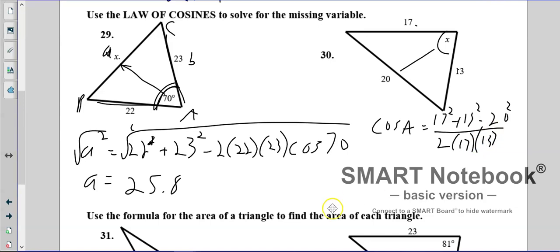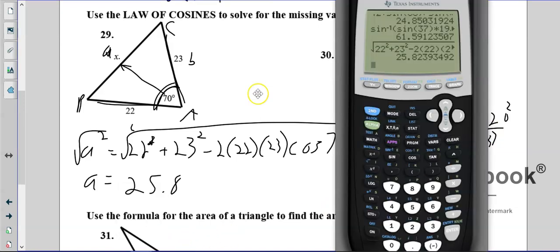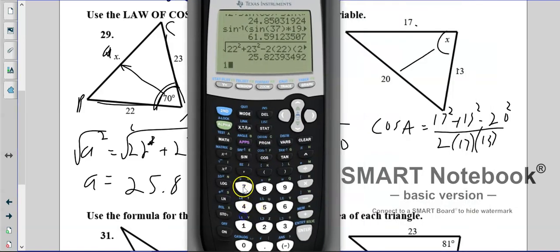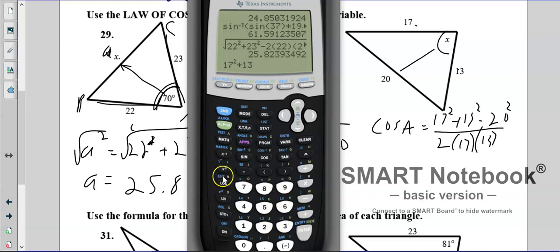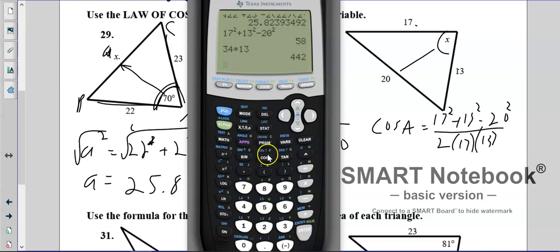All right. I, again, like to just crunch the numbers first. So 17 squared plus 13 squared minus 20 squared. That gives me 58. And then 2 times 17 is 34, times 13 is 442. So I just do second cosine of 58 divided by 442. And that gives me 82.5 if I round it.